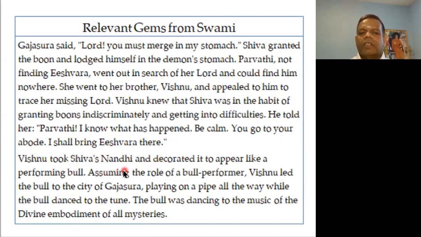Vishnu took Shiva's Nandi and decorated it to appear like a performing bull. Assuming the role of a bull performer, Vishnu led the bull to the city of Gajasura, playing on a pipe all the way while the bull danced to the tune. The bull was dancing to the music of the divine embodiment of all mysteries.